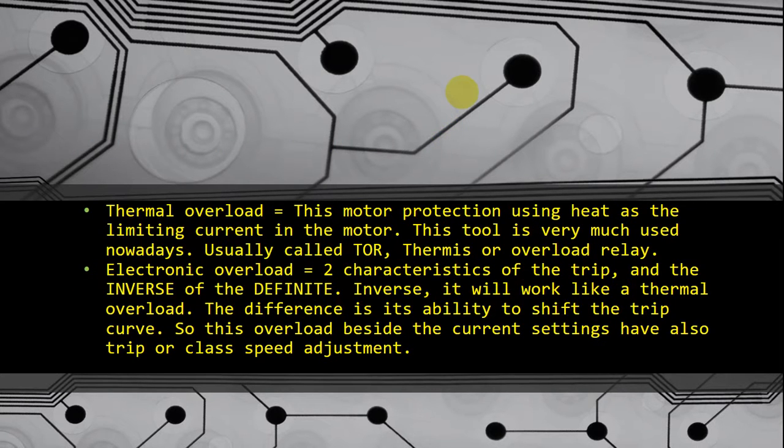Thermal overload. Thermal overload is motor protection using heat as the limit for current in the motor. This tool is very much used nowadays, usually called TOR, thermistor or overload relay. And next, electronic overload. This has a trip characteristic that is inverse or definite. Inverse will work like thermal overload, and the difference is its ability to shift the trip curve. So this overload, besides the current setting, also has trip or class speed adjustment.